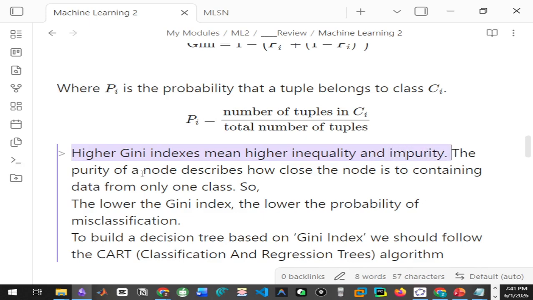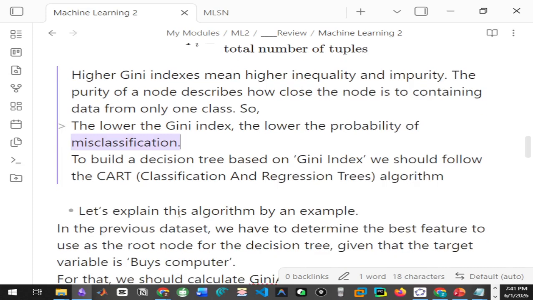The purity of the node describes how close the node is to containing data from only one class. So the lower the Gini index, this is the criterion, the lower the probability of misclassification. And it's logical. Lower Gini index means the dataset is getting cleaner, so the misclassification is getting lower.